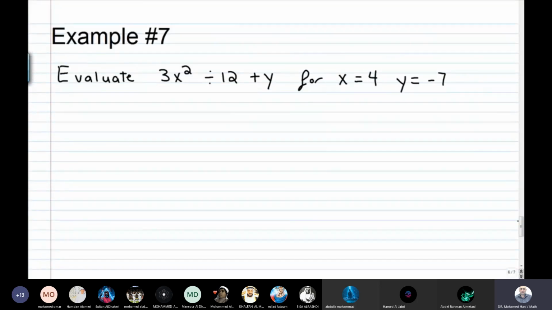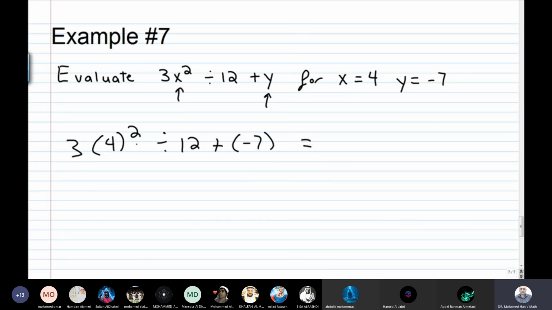All right, for example 7, we want to evaluate 3x squared divided by 12 plus y, where x equals 4, y equals negative 7. And again, we want to plug a 4 in for the x, and we want to plug a negative 7 in for the y. So we'll have 3 times 4 squared, and I don't need to put parentheses around that, I just did. And then divided by 12 plus, plug in a negative 7 for y.